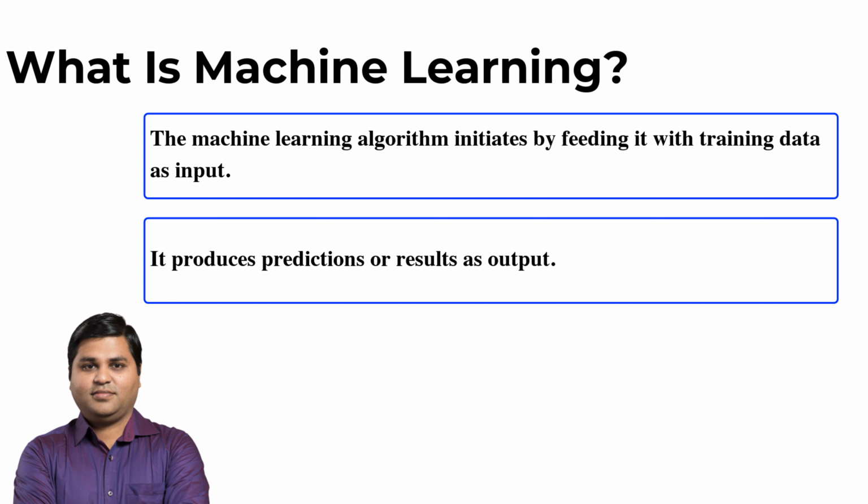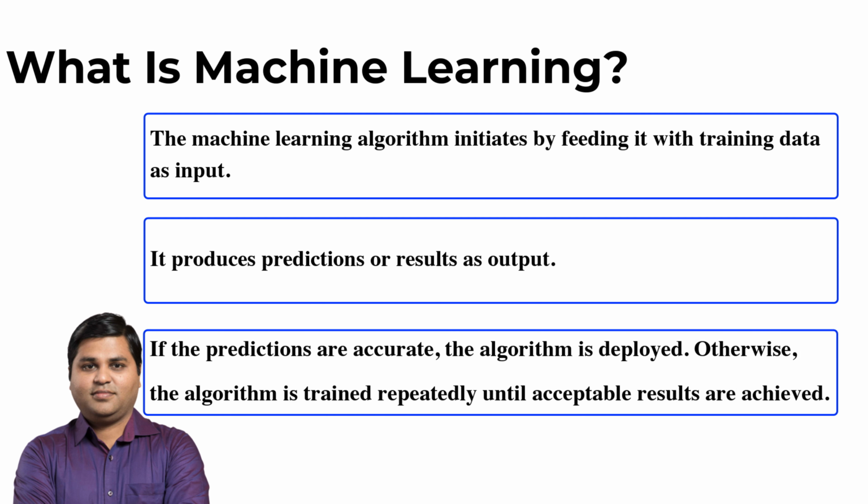When the computer makes a prediction using machine learning, we check to see if it's right. If it is, we use the algorithm and keep making predictions. But if it's wrong, we tell the computer what the right answer is and ask it to try again. The computer keeps practicing until it can make accurate predictions on its own. It's like learning to ride a bike. If you fall off, you get back up and try again until you can ride without falling.